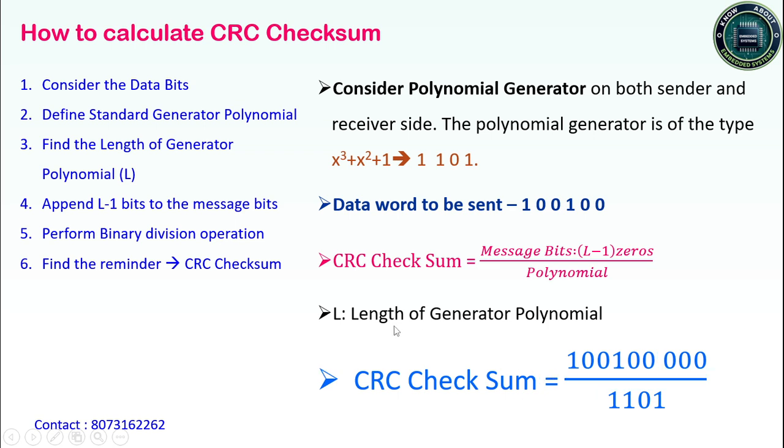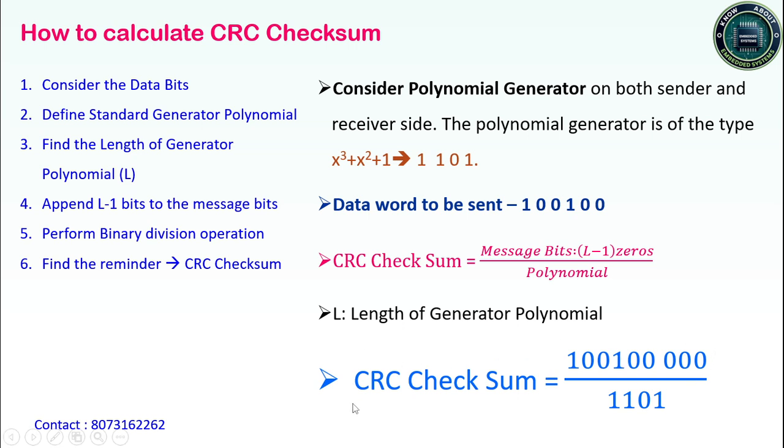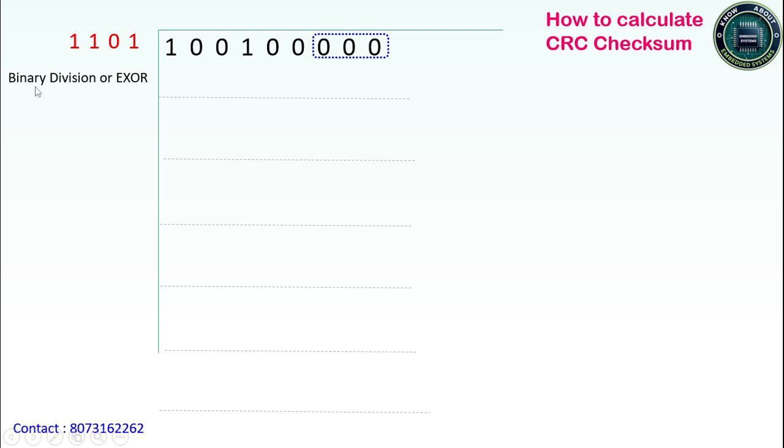Now let us go to the calculation part. We have to divide, and you need to keep this in mind. The CRC checksum can be calculated using the message divided by the generator polynomial. That division is nothing but binary division, which is an XOR operation. This is your data 100100, this is your generator polynomial 1101, and these are the added bits.